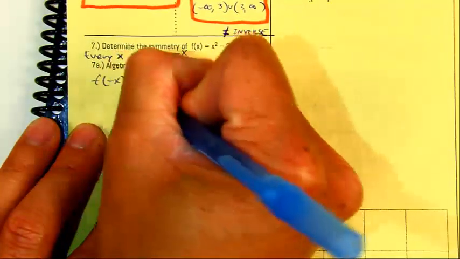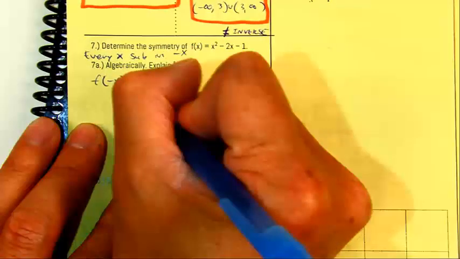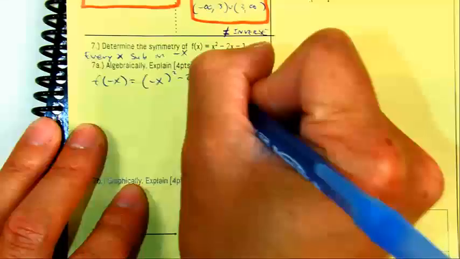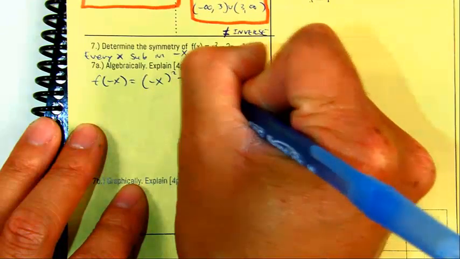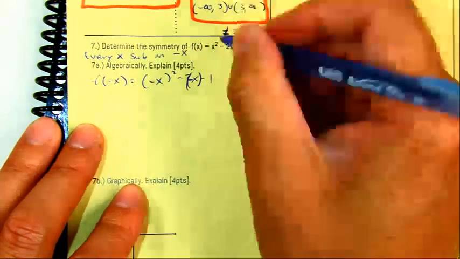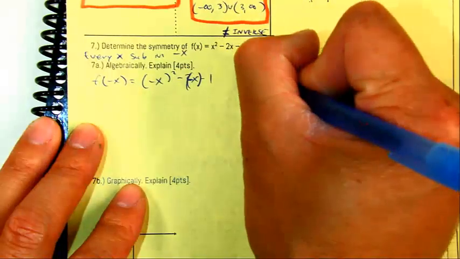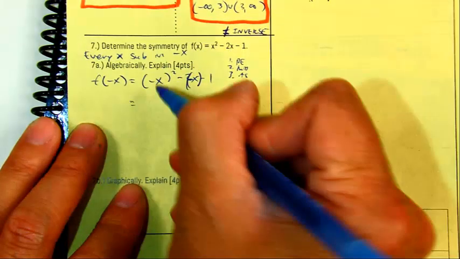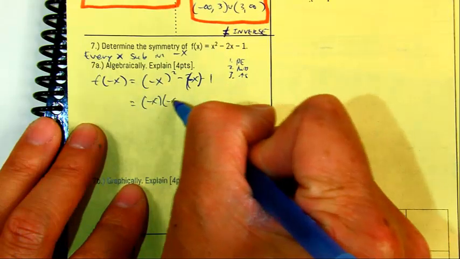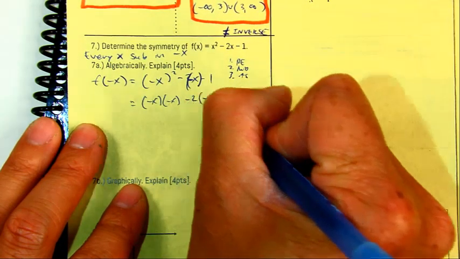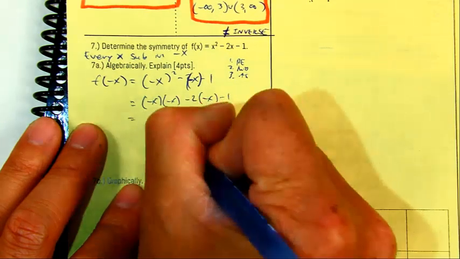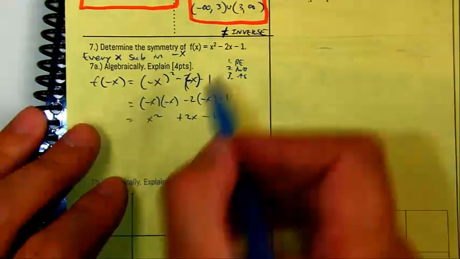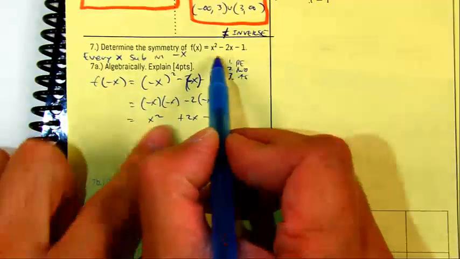So do the problem. F of negative x equals negative x squared minus 2x minus 1. Whoops, got to put a negative x there. And remember, you're using PEMDAS to simplify one side of an equation. Negative x times negative x, minus 2 times negative x, minus 1. So that would become x squared plus 2x minus 1. Now, they look the same, but they're not because of that plus and minus sign.